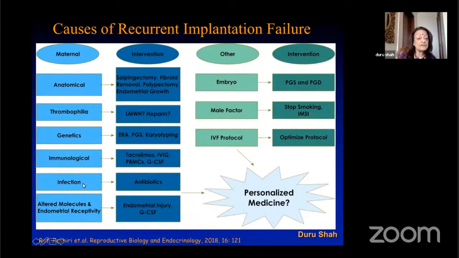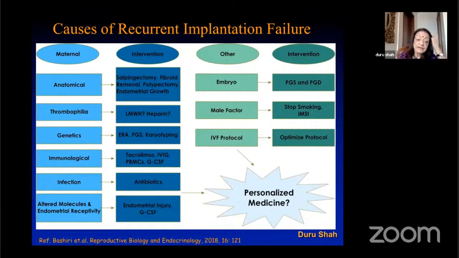If chronic infection is found in the endometrium, we would like to give antibiotics. There are studies done wherein we do the CD4 calculation of cells, and if the cells are more than 5 per high power field, we would like to give them long-term antibiotics prior to transferring the embryos.